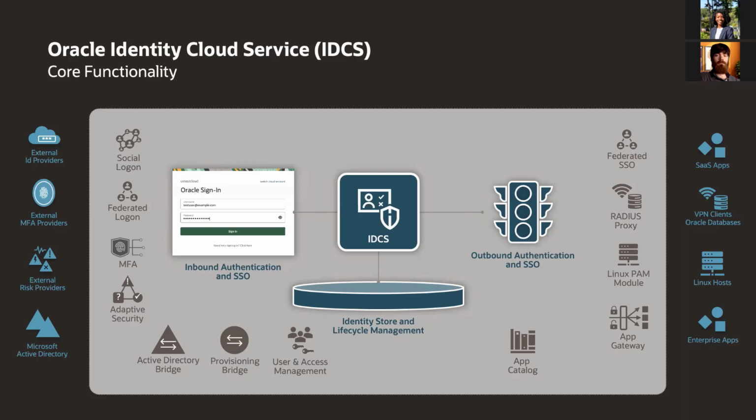For Linux VMs, we have our Linux PAM module, or pluggable authentication module, to allow us to use IDCS security features such as prompting for an additional factor through MFA, or using our sign-in policies to control who has access to those hosts. And finally, we have the application gateway, which supports SSO through headers for applications that don't support federation protocols themselves.